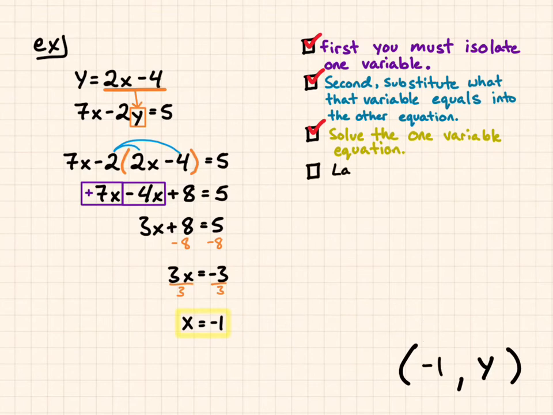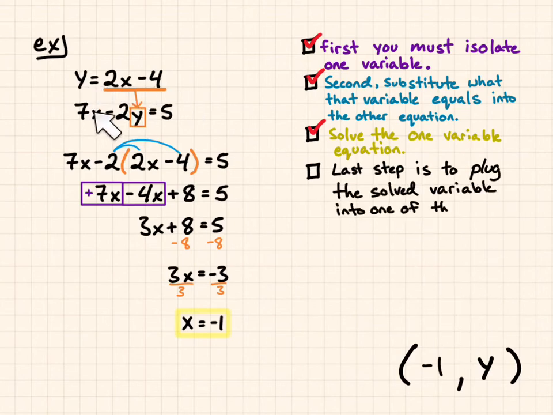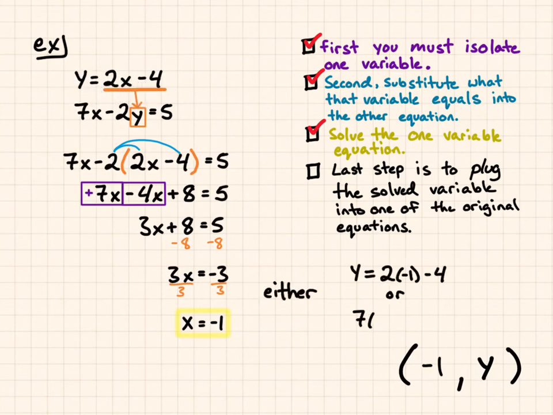And now I'm doing my last step, which is to plug in the solved variable into one of these equations. So if x equals negative 1, either 2 times negative 1 minus 4 equals y, or 7 times negative 1 minus 2y equals 5. And in both these cases, y equals negative 6. And that becomes my solution, negative 1 comma negative 6.